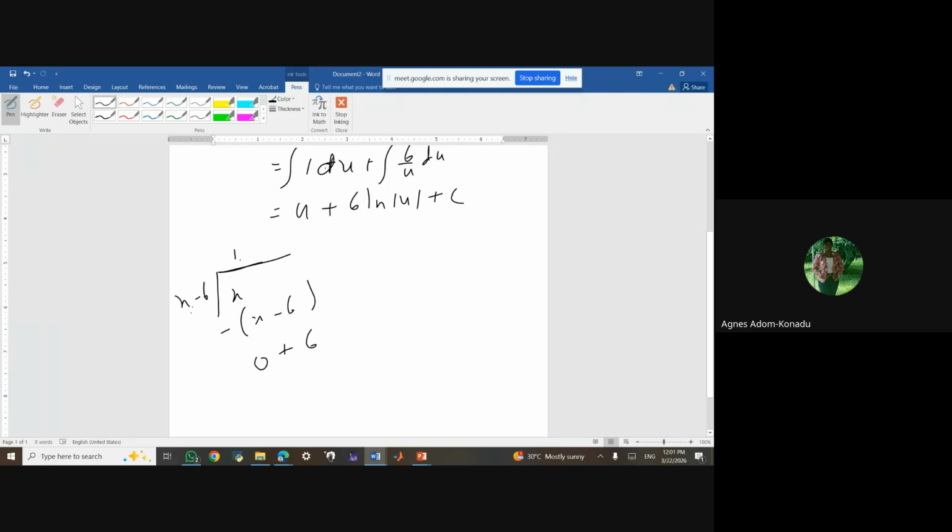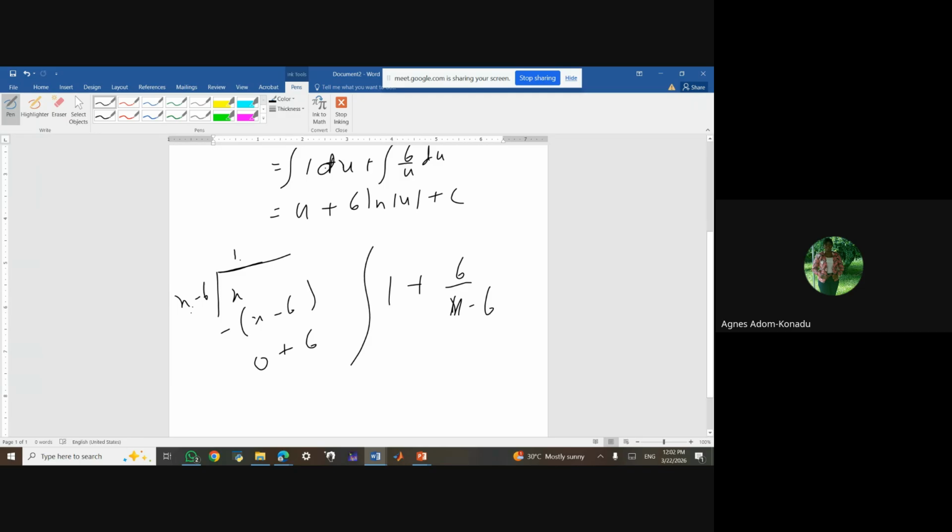So it means that the function now becomes 1 plus 6 over x minus 6. Then you can just integrate.